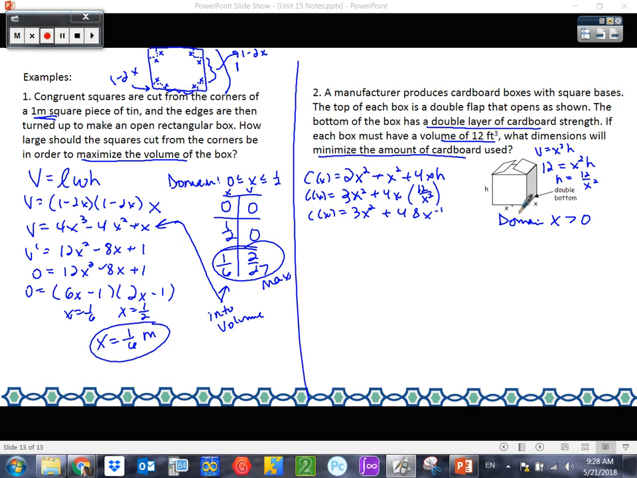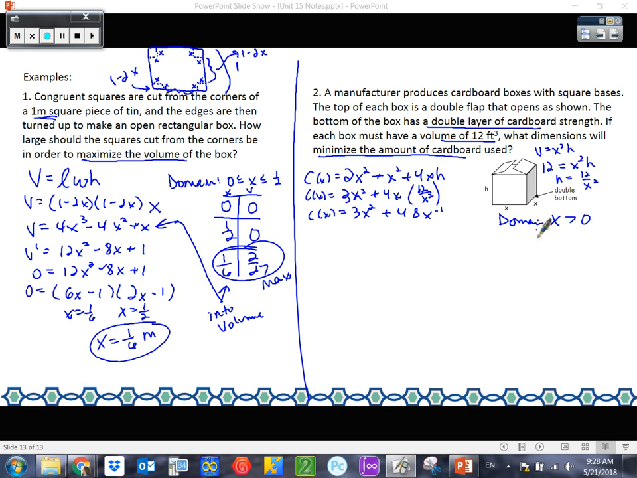If x were really close to 0, the bottom would be really tiny and it'd be really tall, right? Or if x was as big as possible, the bottom would be really big and the height would be really small, neither of which make any sense as to maximizing volume of anything, right? Or actually maximizing or minimizing the amount of cardboard. If you have a gigantic box, that is not going to minimize cardboard. That would be using a lot of cardboard.